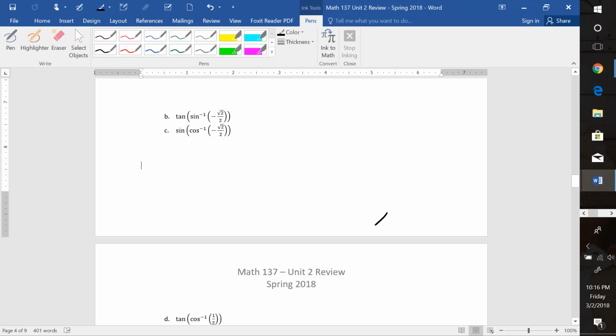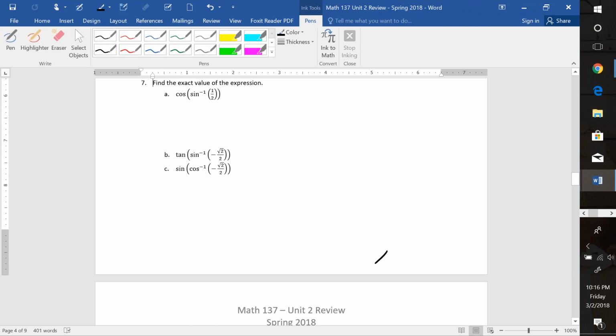Okay, so let's look at number 7. We've got a couple of these we want to do. Let's find the exact value of this expression right here. This time, notice the inverse is on the inside, and this is not sine and sine, so we're going to have to draw some pictures. Usually if they don't match, you're going to have to draw the triangles. This says sine inverse of a ratio of 1/2. Now, for sine to have a positive ratio and be an inverse function, that means we have to be in quad 1. So we're going to draw a picture of what that would look like.